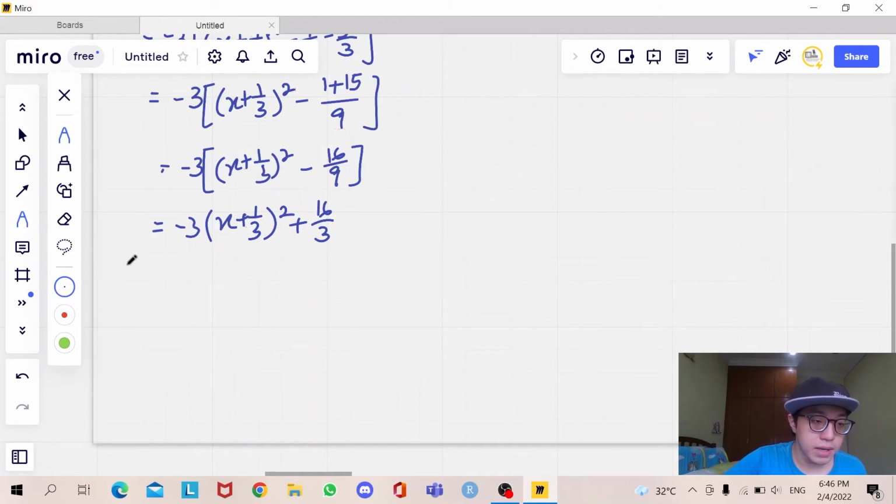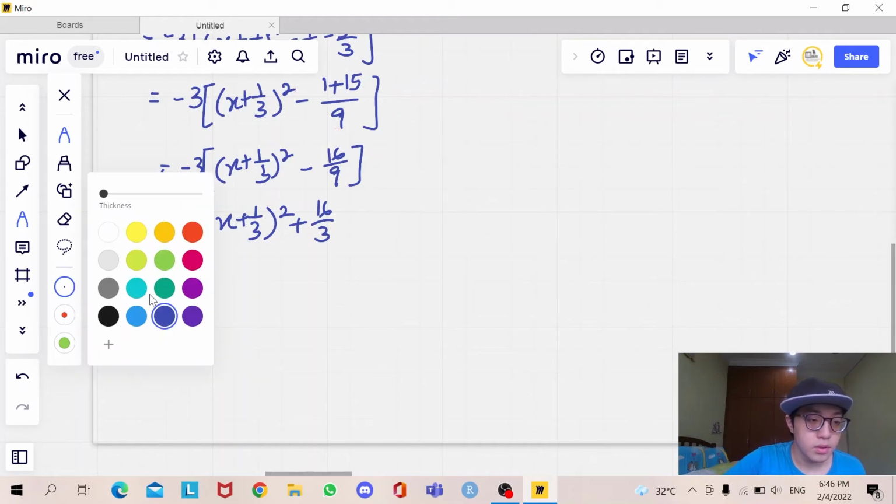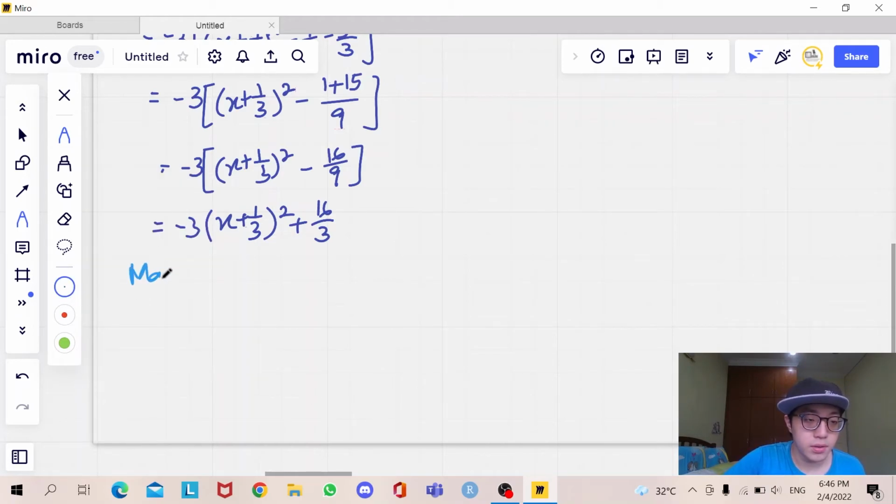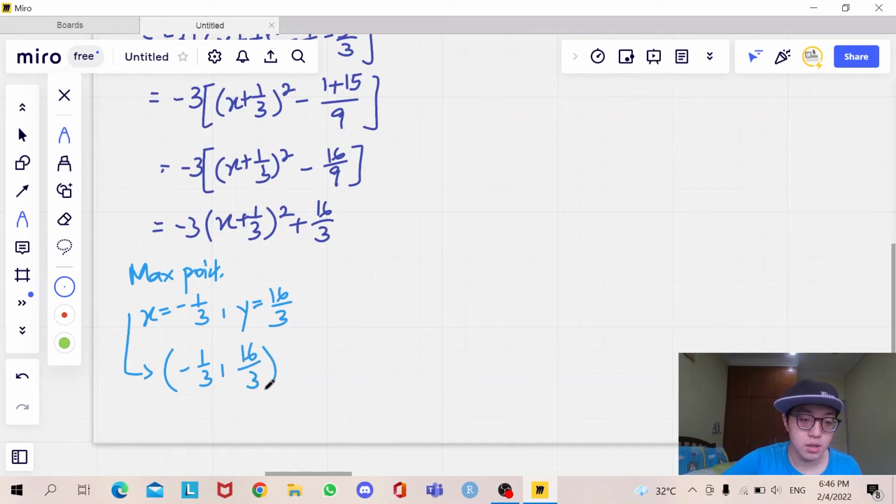All right, so the max point here, we need this one, max point. Max point, x is equal to negative 1 over 3, y is equal to 16 over 3, just by inspection, because b equals 0, you just change this sign. All right, it's just that easy. Therefore, the max point is negative 1 divided by 3, 16 over 3.